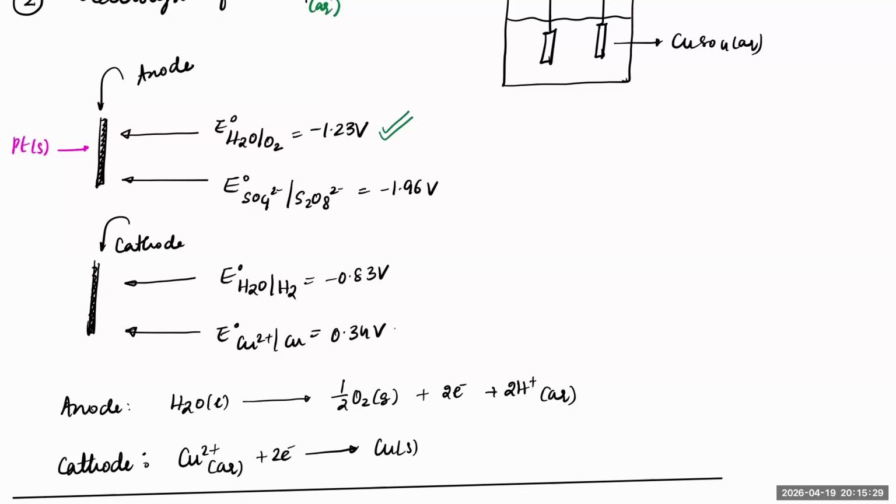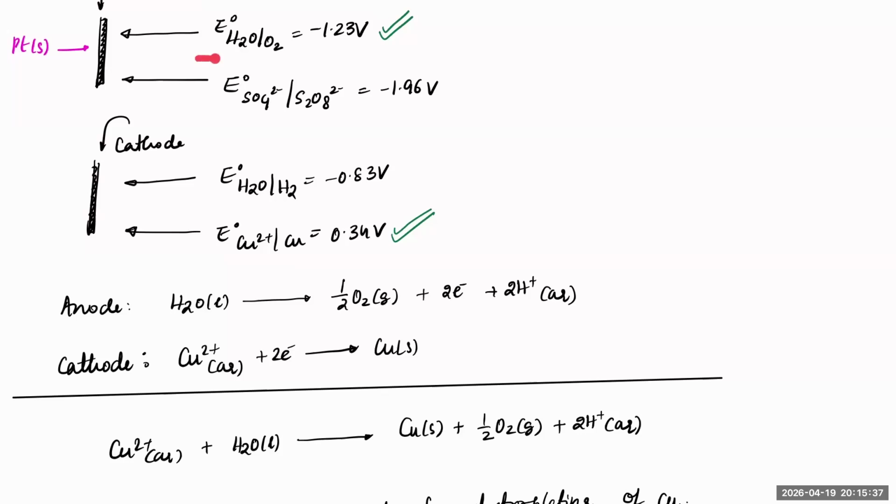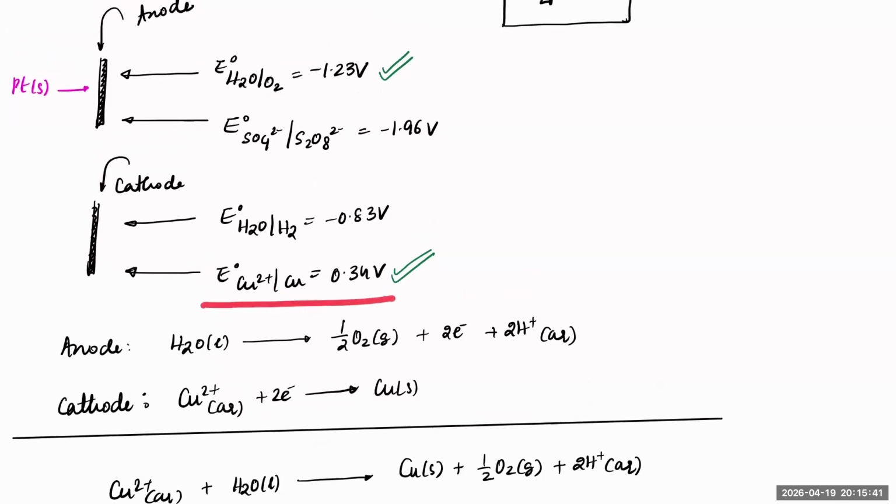So definitely copper will be the one which will be dominant here. Okay, copper will be the one which is dominant. So therefore, you are comparing this with this one. So this will be the cathode reaction. This will be the anode reaction.